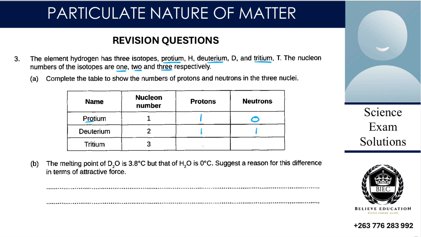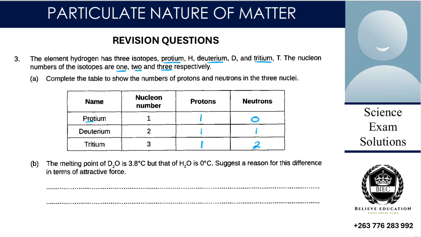Then again, the number of protons remains the same because it's an isotope, and then this one would have what? 2 neutrons. So it says complete the table to show the numbers of protons and neutrons in the 3 nuclei. That's what we have done here.